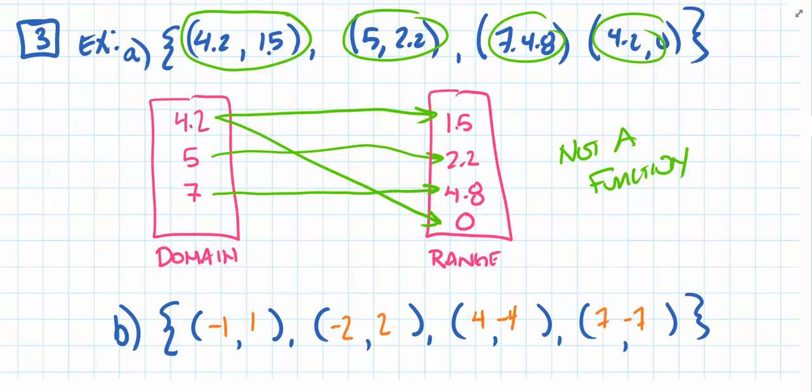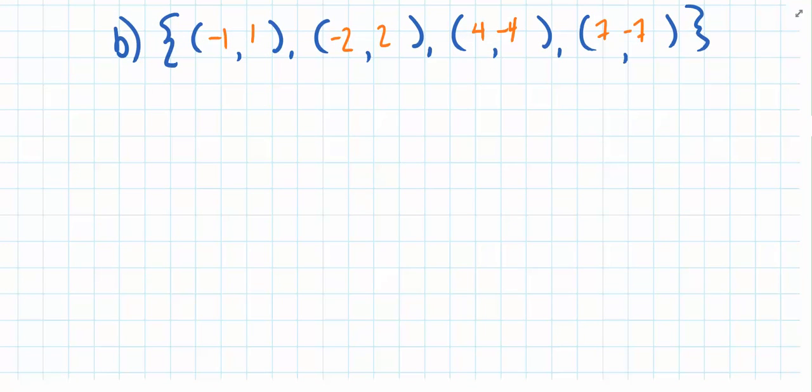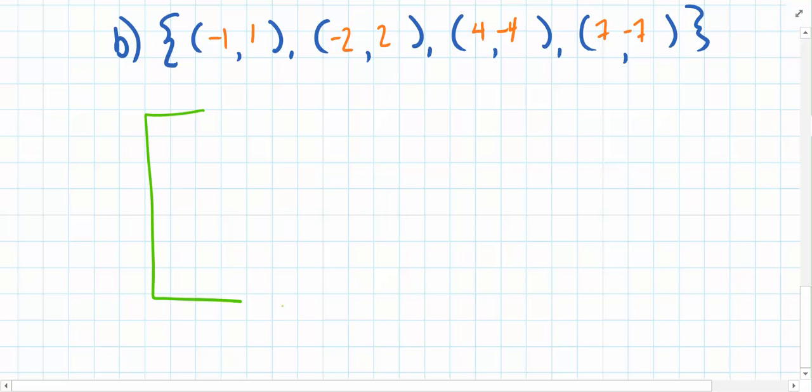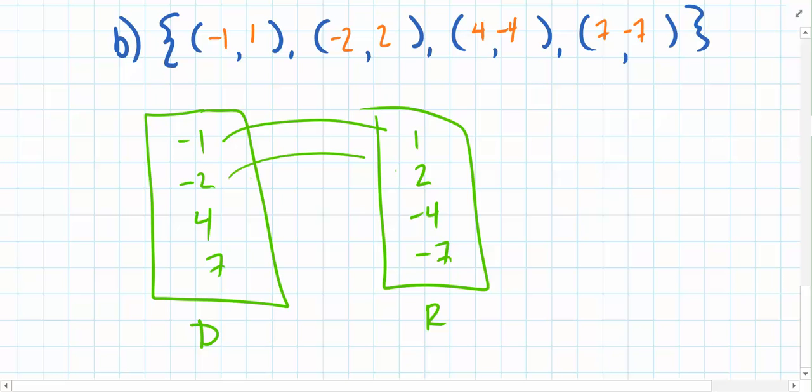Okay, quickly do this one on your own. Do part B. Okay, who wants to show me what they got for this one? Give me the domain. -1, -2, 4, 7. Good. That's my domain. Give me my range. What would it be? 1, 2, -4. Okay, good. That's my range. Give me the mapping. Where does -1 go? 1. How about -2? 2. How about 4? How about 7? Function or not? Yes, this is a function, absolutely.